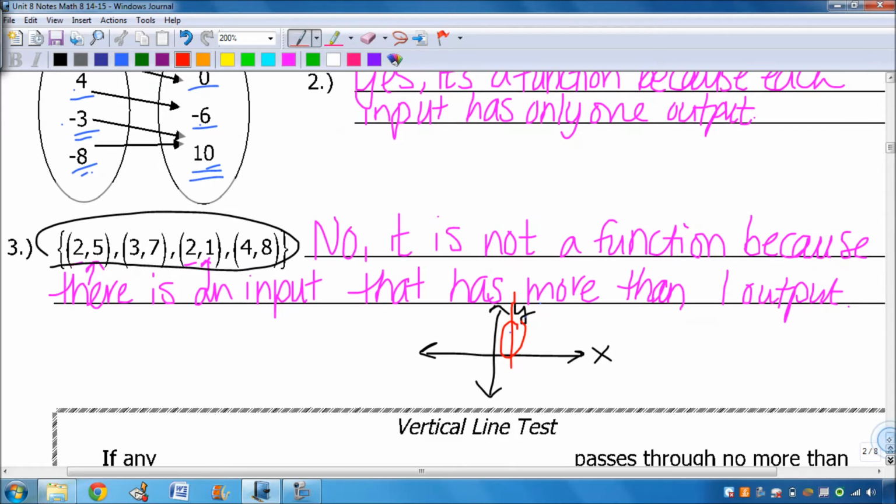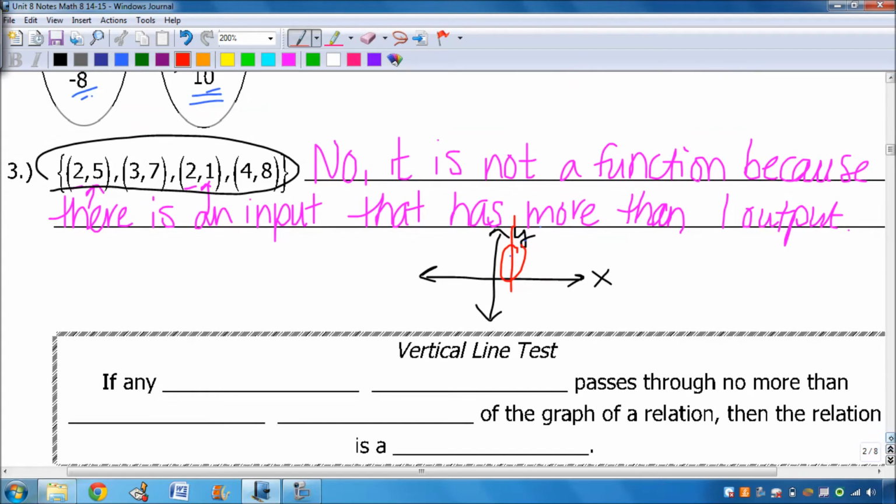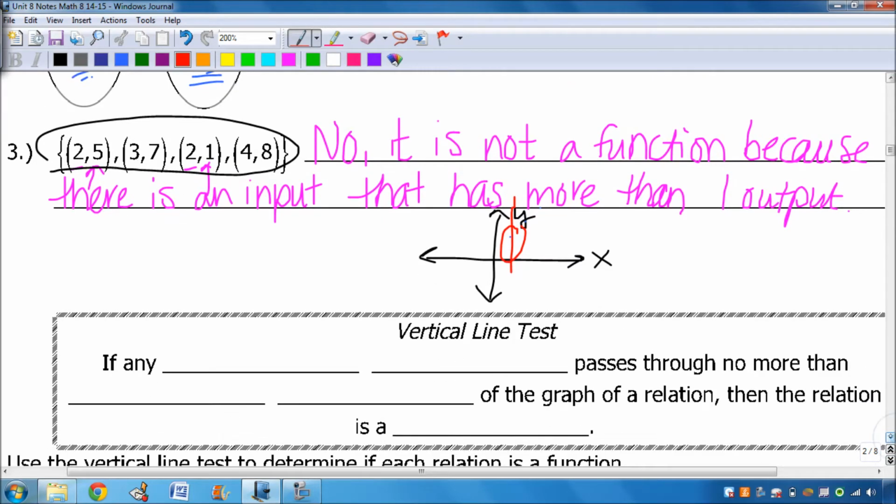So another way to test to see if something is a function is by doing something called the vertical line test. So the vertical line test just basically says that if you have some type of a function, it's only a function if you can draw any vertical line through it, and each line will only cross through one point. So there's an example right there.